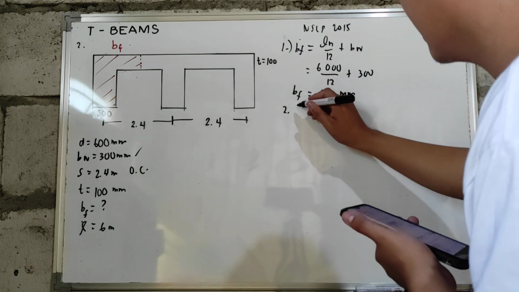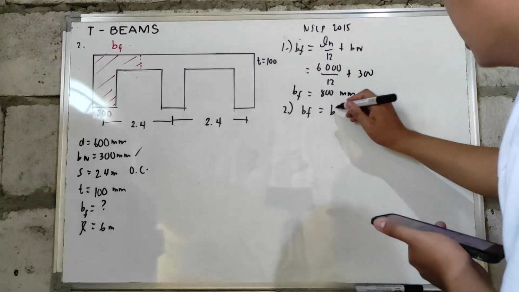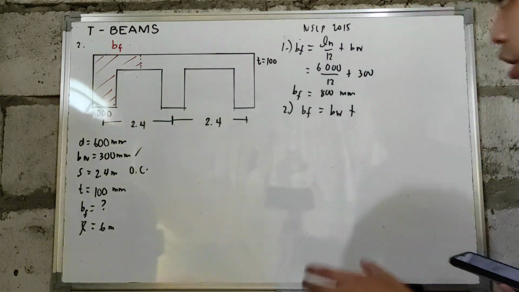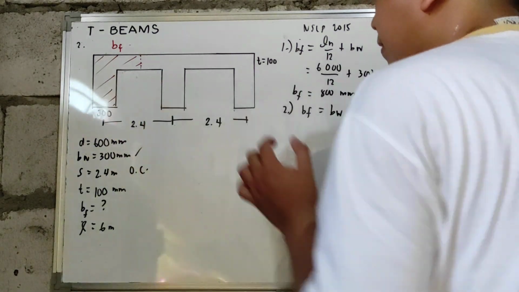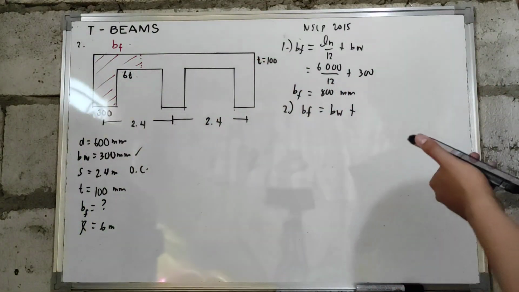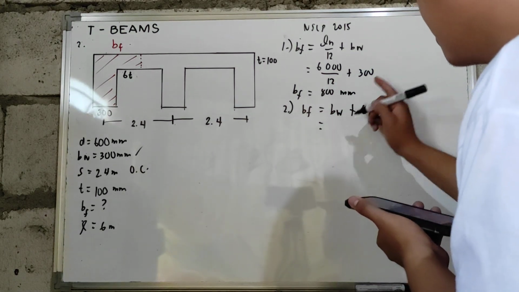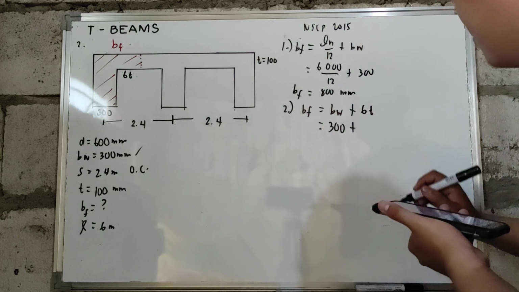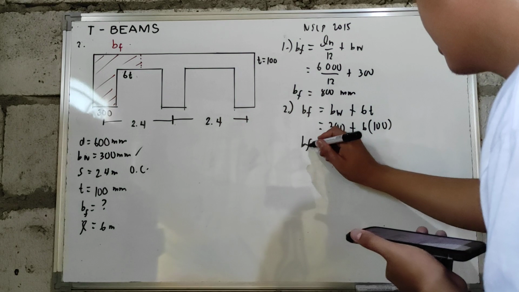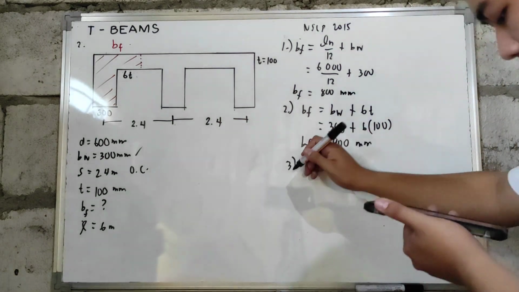For the second criteria, the width of the flange is equal to the width of the web plus yung overhanging flange natin dito. So for T-beams, yung overhanging flange natin dito, that is equal to 6t. So for that, B sub W plus 6t. So you have yung width natin na 300 sa web plus 6 multiplied by thickness ng slab natin na 100. So B sub F is equal to 900 mm. So next criteria.